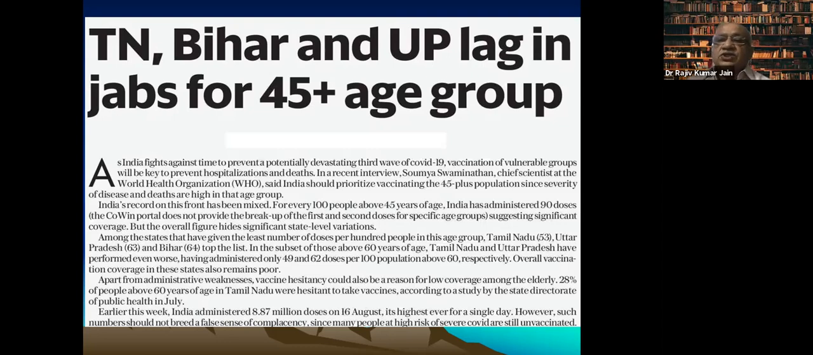Overall, vaccination coverage in these states also remains poor. Apart from administrative weaknesses, vaccine hesitancy could also be a reason for low coverage among the elderly. 28% of people above 60 years of age in Tamil Nadu were hesitant to take vaccines, according to a study by the State Directorate of Public Health in July. Earlier this week, India administered 8.87 million doses on 16 August, its highest ever for a single day. However, such numbers should not breed a false sense of complacency, since many people at high risk of severe COVID are still unvaccinated. Next slide, please.